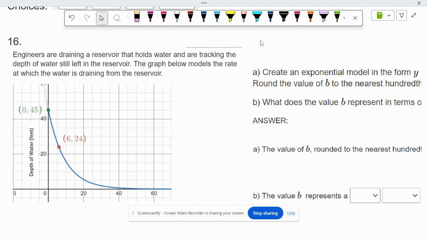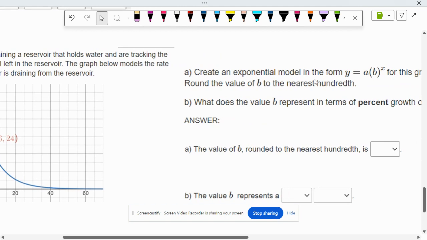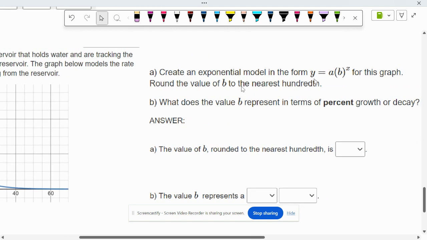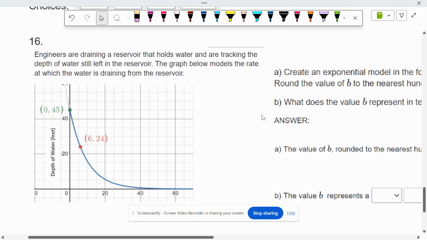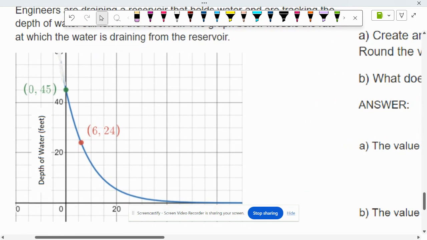So we have to do 2 things. We have to create an exponential model for the graph, rounding B to the nearest hundredth. And then we have to say what the value of B represents in terms of percent growth or decay. So let's look at our graph. What is some information that we can get from our graph?